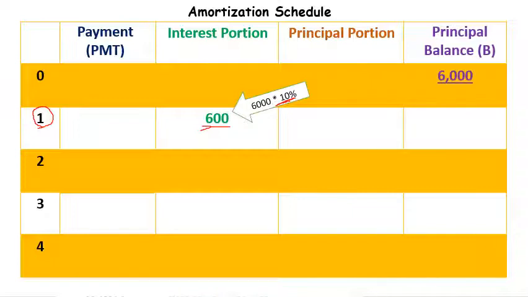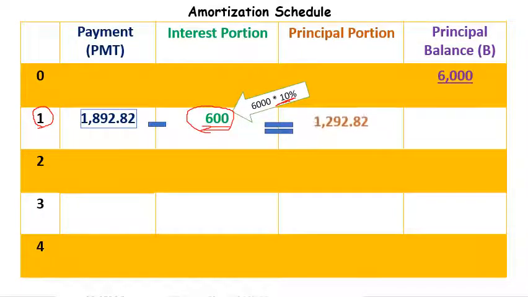So the first installment should cover 600 Egyptian pounds, but the borrower will actually pay the equal amount of payment of 1,892, which will cover 600 as interest, and the remaining will be used to repay a portion of the principal. So the principal portion will be the difference between the amount of payment and the interest payment. So the principal should be decreased by 1,292.